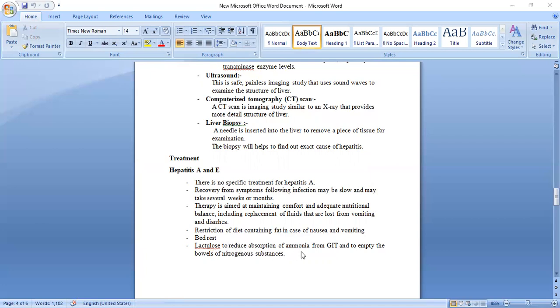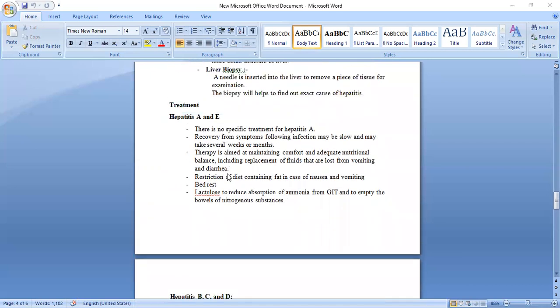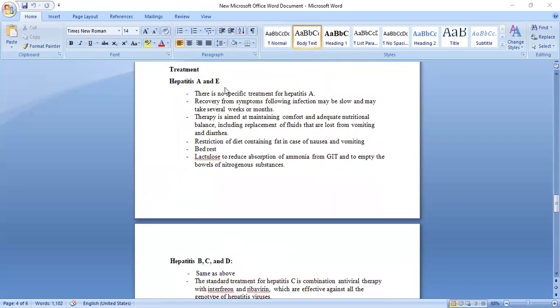Lactulose to reduce the absorption of ammonia from the GIT and to empty the bowels of nitrogenous substances, we have to take lactulose. This is all about the treatment of hepatitis A and E.